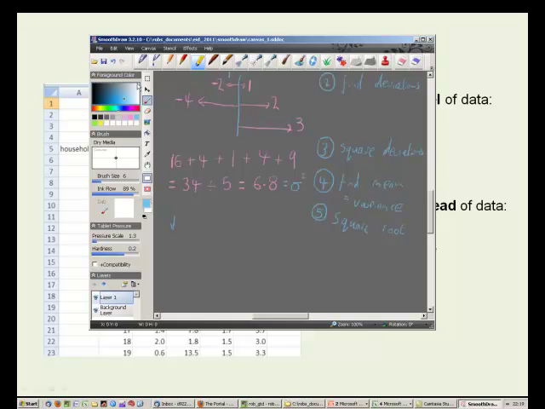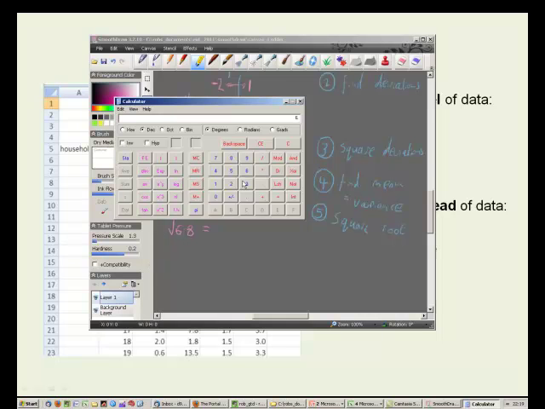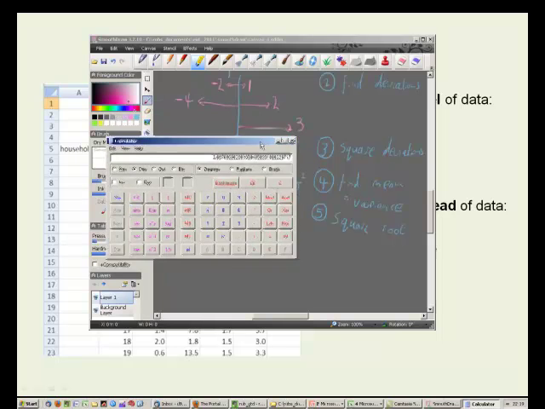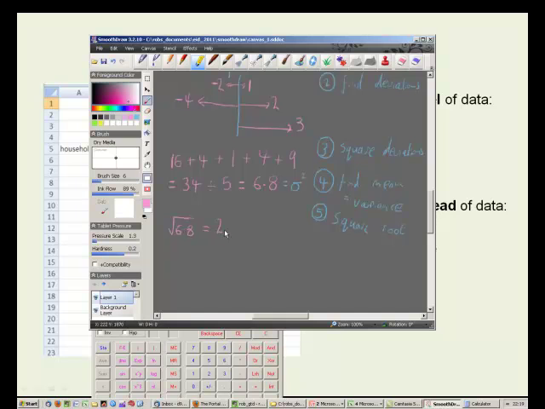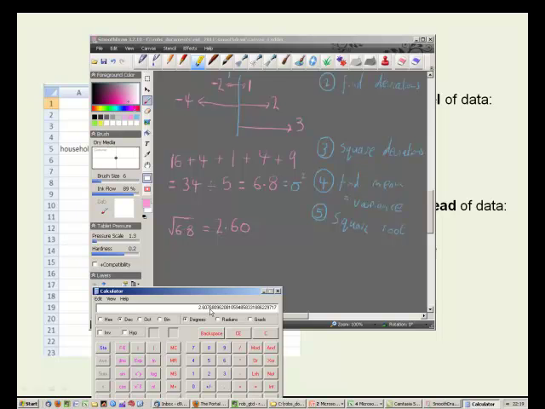I'm just going to do that in pink because it's such a great shade on this computer.